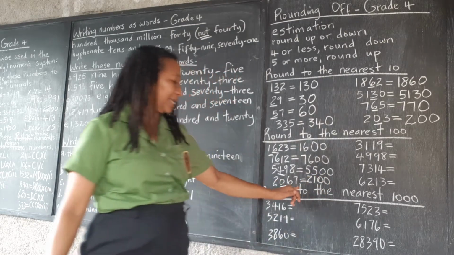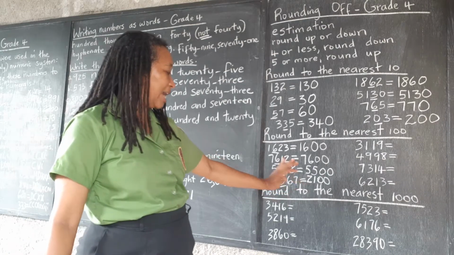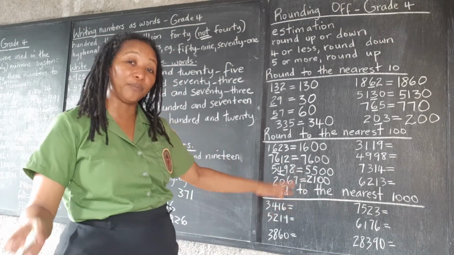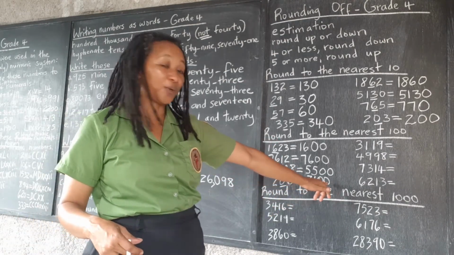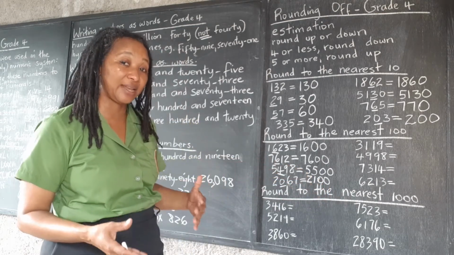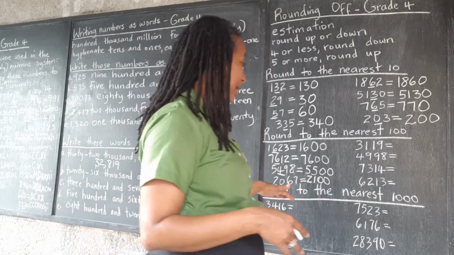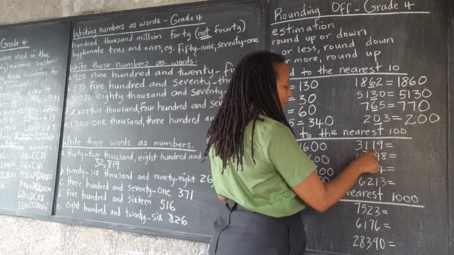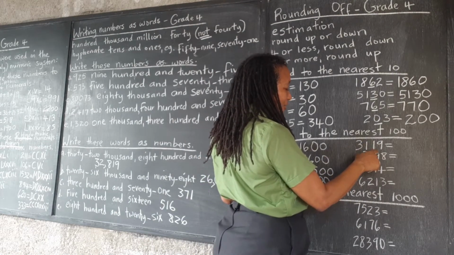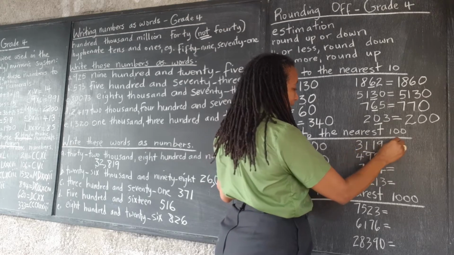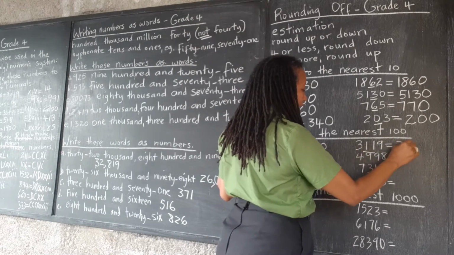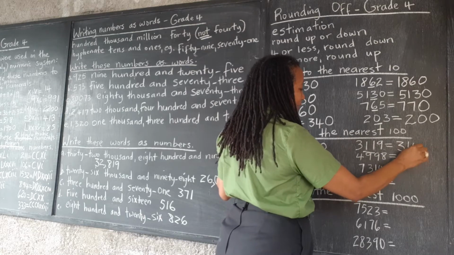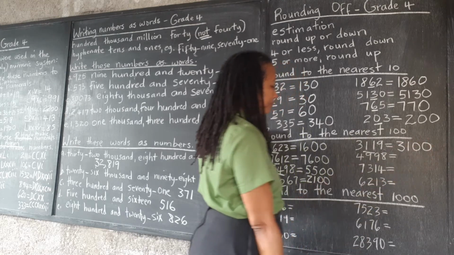We hold the place. We can't just ignore them. We can't just drop them. We must put placeholders to retain the value of the number, right? Now 1 is in the 100 place. But this one here is less than 5, so we're not going to add anything to this. It remains 1. These two are given placeholders.